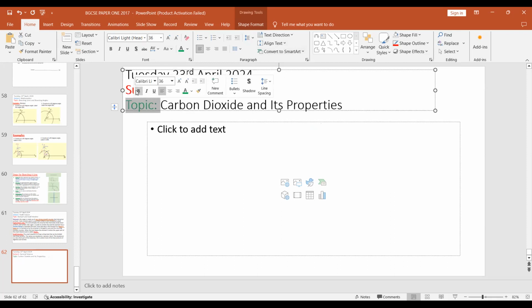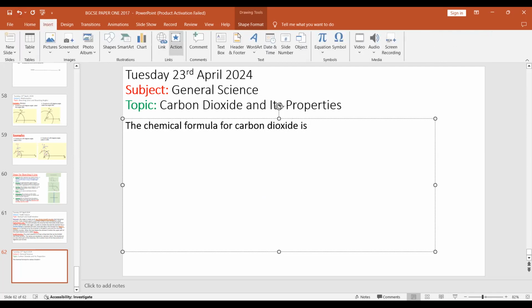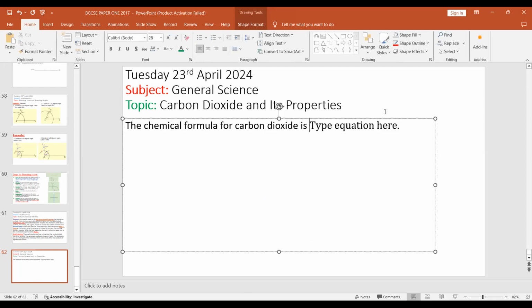So carbon dioxide, the chemical formula for carbon dioxide is what? Does anyone know? No one knows the chemical formula for carbon dioxide? CO2. CO2, very good. Capital C, O2.